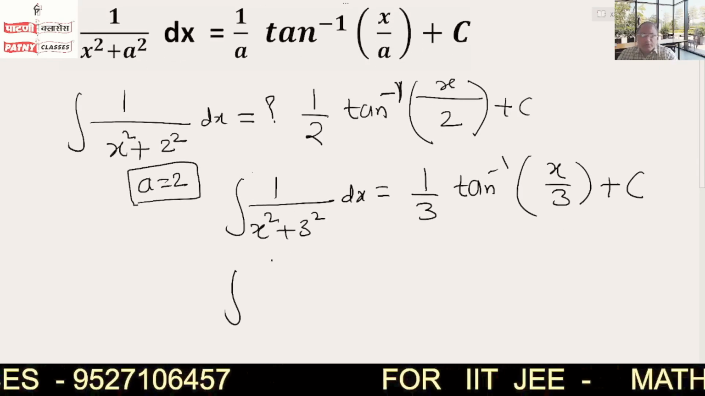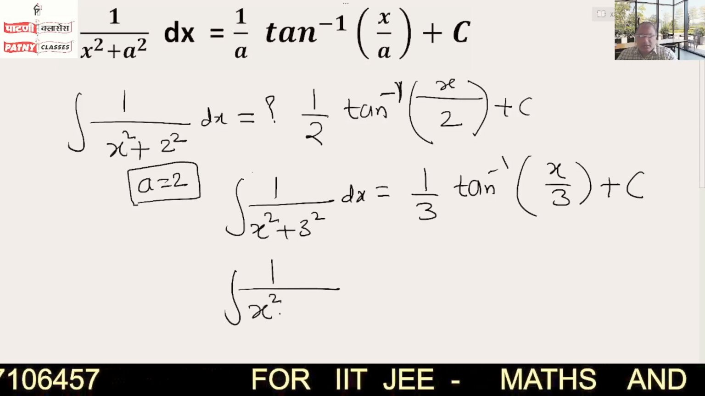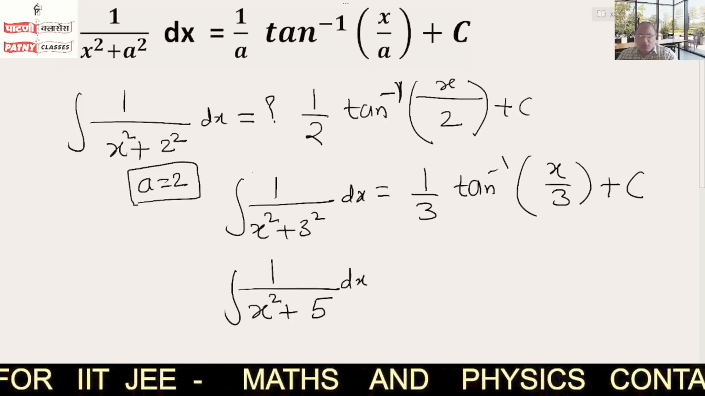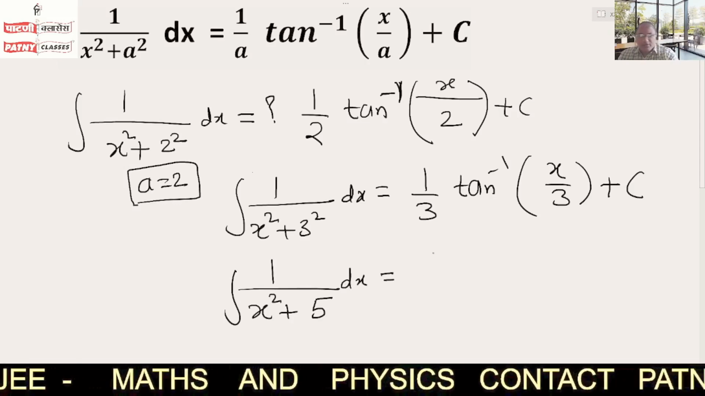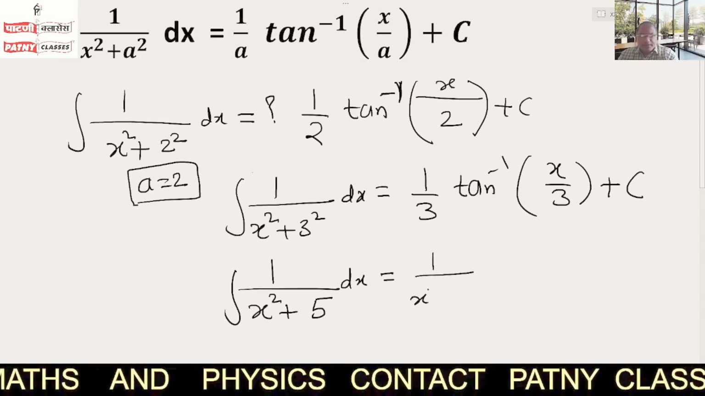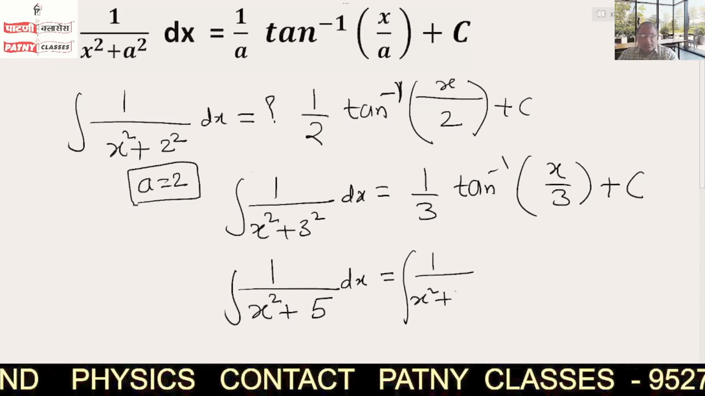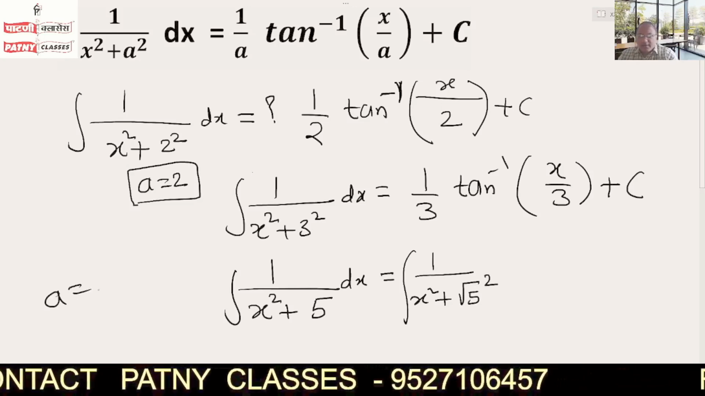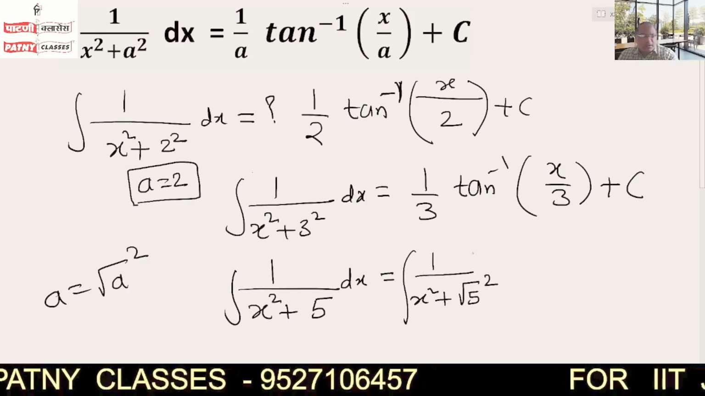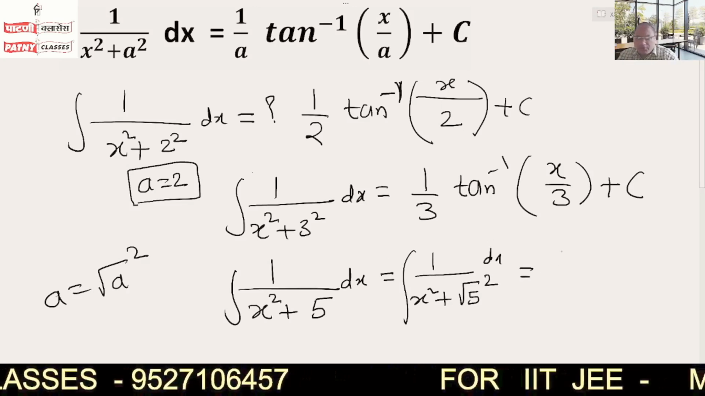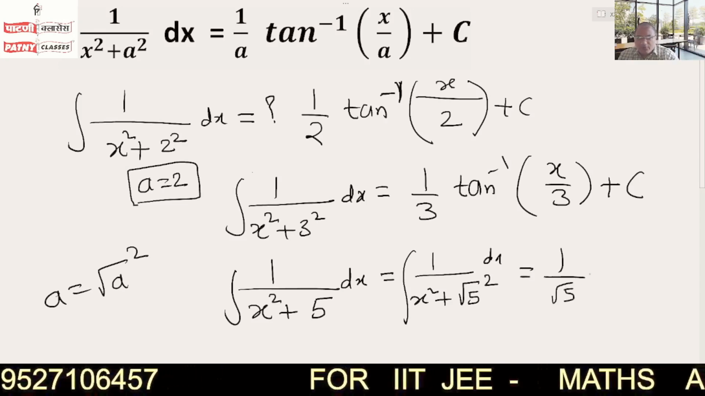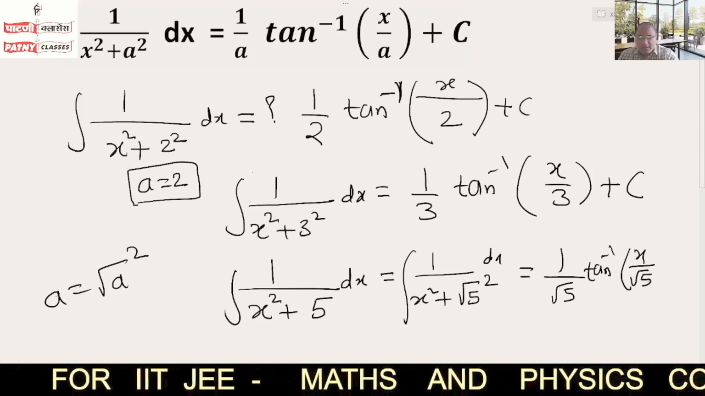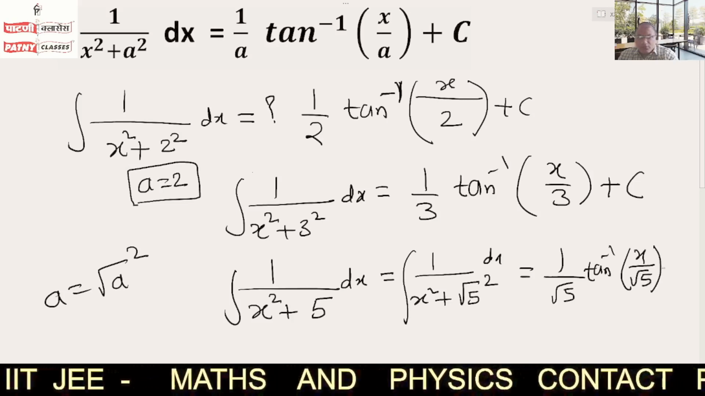Suppose the square is not there, only some number is there. For example, 1 upon x square plus 5, the square is not there. How to manage it? This can be written as 1 upon x square plus, in place of 5 you can write root 5 whole square. We know that a can be written as root a whole square. So a becomes root 5. So the answer would be 1 upon root 5 tan inverse of x upon root 5 plus c.